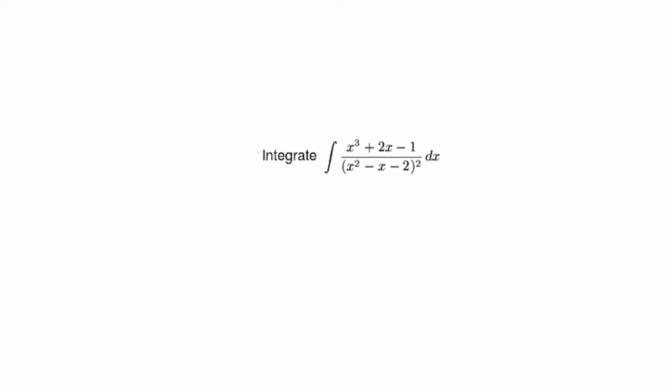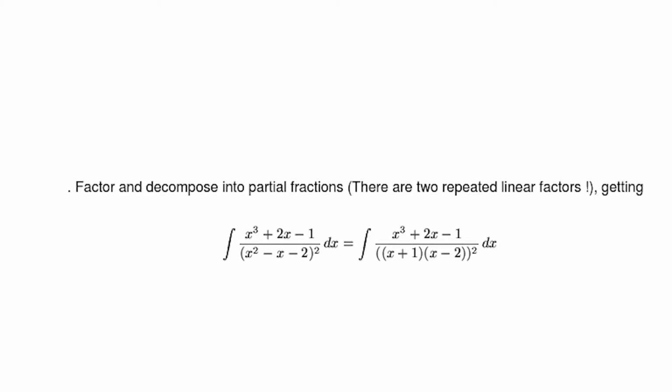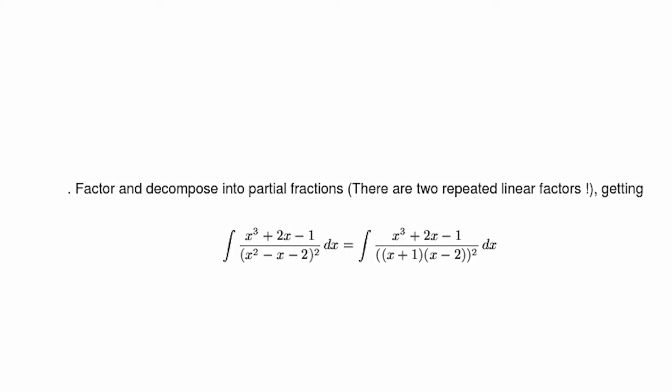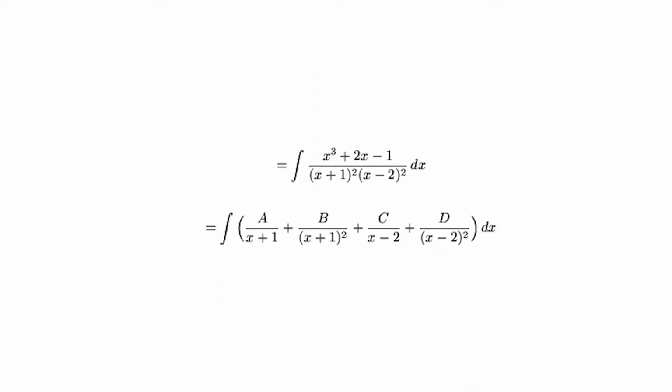Now, we will evaluate the following integral: (x cubed plus 2x minus 1) over (x cubed minus x minus 2) squared dx. We shall factor and decompose it into partial fractions. As we can see, there are two repeated linear factors. We factor the trinomial in the denominator into its binomial factors. Now we will set up the partial fractions in this form and solve for the numerators.